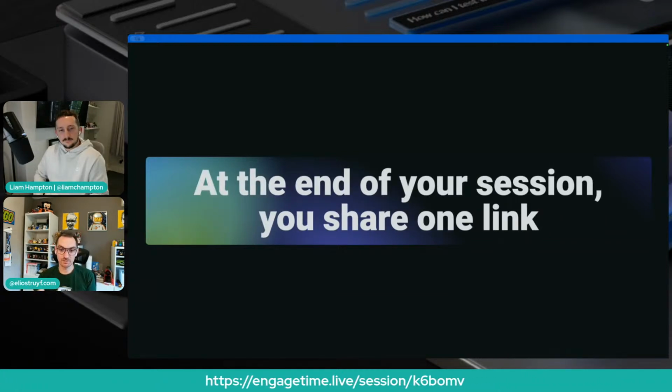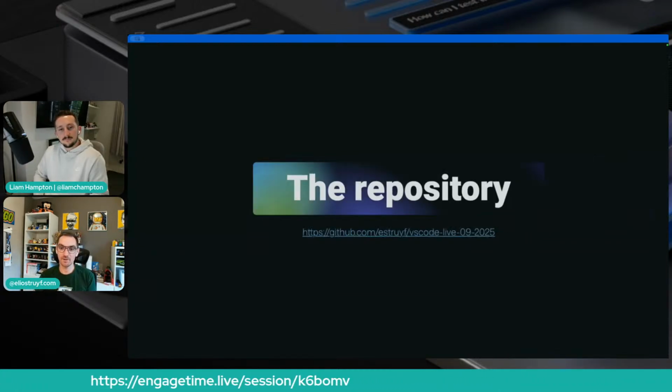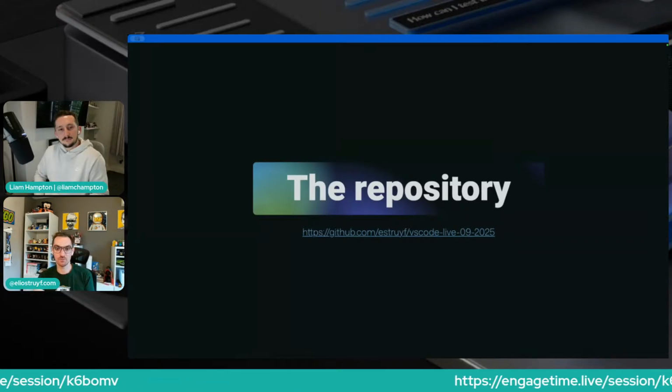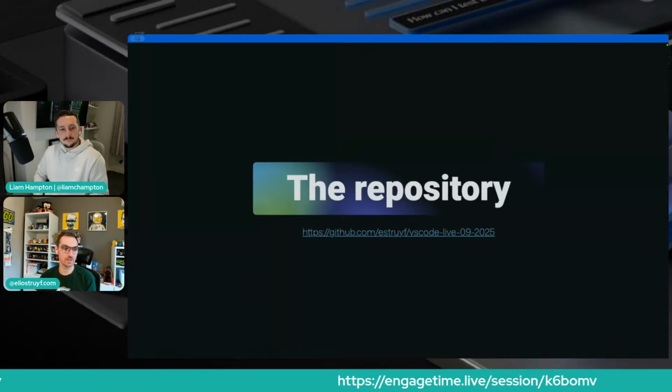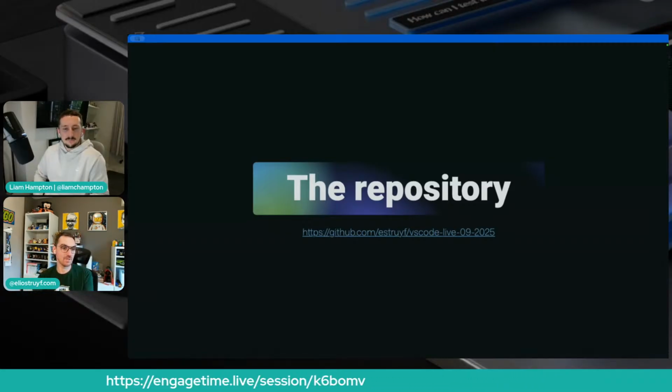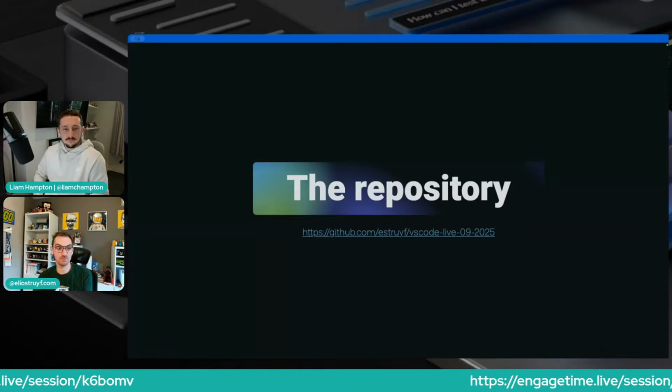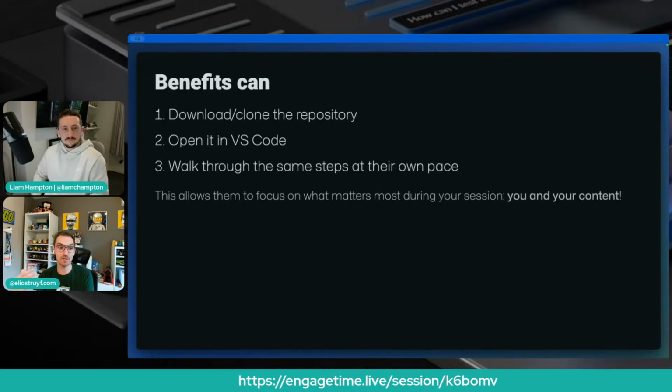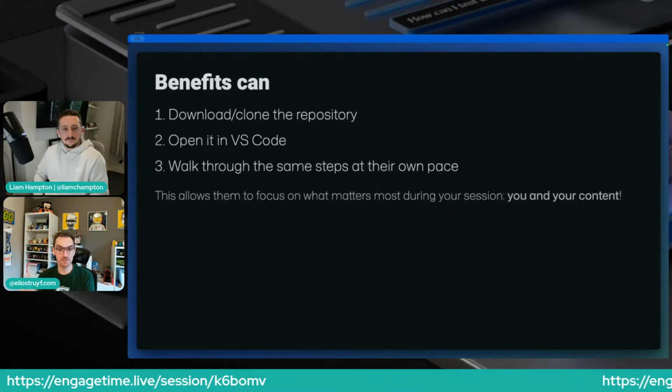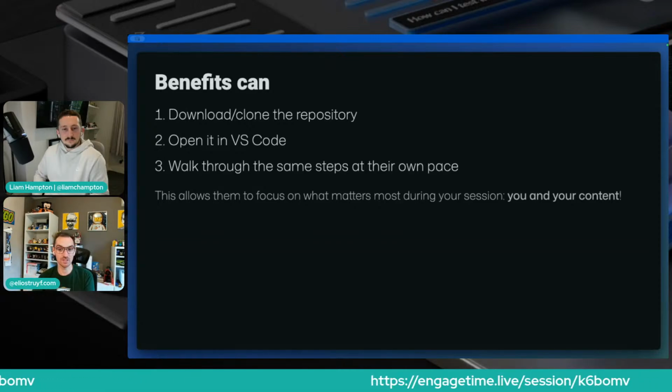So at the end of the session, you can share one link. This is my repository that I prepared for today. If you just go to this URL, I will give it again at the end of the session, you will find this presentation. You can just clone it and start running it within demo time, and you will do the same actions that I'm showing you. So the steps: download, clone, open it in Visual Studio Code, and start using it.